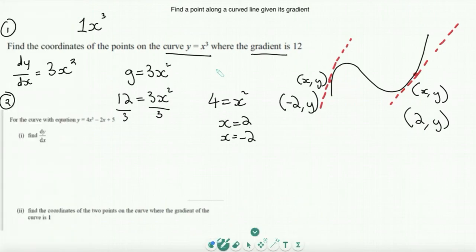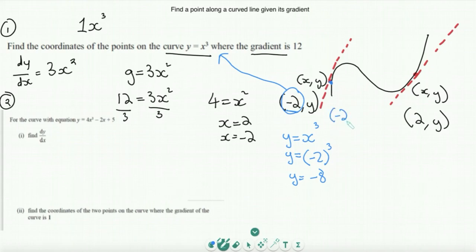All you do, guys, is you're going to plug your x-coordinate back into the original equation, not into your dy over dx. So y is equal to x to the power of 3, and we're going to replace x with negative 2. So y is equal to negative 2 cubed. You put that into your calculator, it'll be negative 8. So this coordinate here is going to be negative 2, negative 8. So that's your first answer.